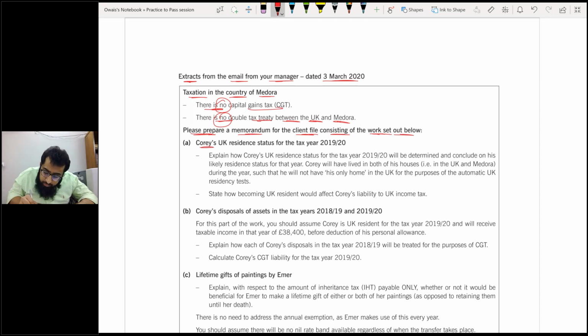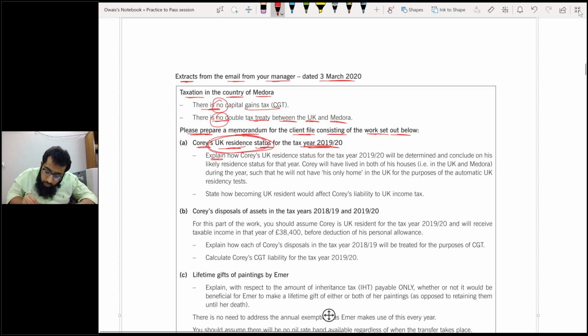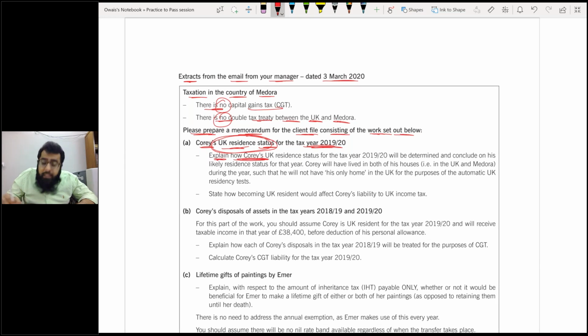Corey's UK residence status for the tax year 2019/20. Now we have to discuss the UK residence status. Explain how Corey's residence status for 2019/20 will be determined, and conclude on his likely residence status for the year. Corey will have lived in both of his houses, in the UK and in Medora, during the year, such that he will not have his only home in the UK for the purpose of the automatic UK residence test.